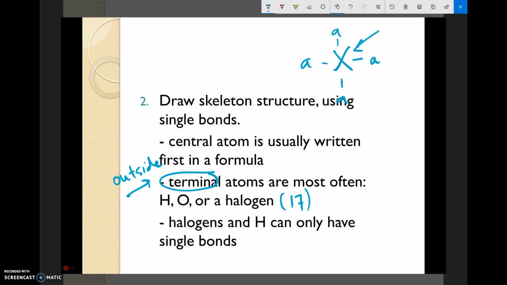And then another thing that's helpful is that halogens and hydrogens can only have single bonds. So halogens already have 7 valence electrons. They only need 1 more to have a full octet to make them very stable. And hydrogen only wants to have 2 valence electrons because the first energy level only has 2 electrons, which makes hydrogen very stable. So therefore, they can only have single bonds.